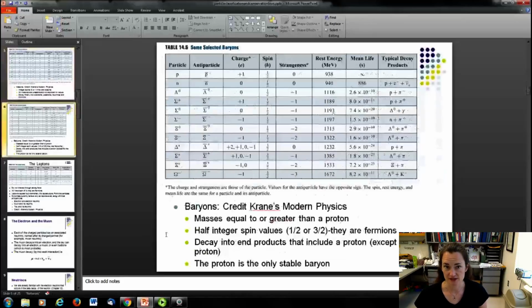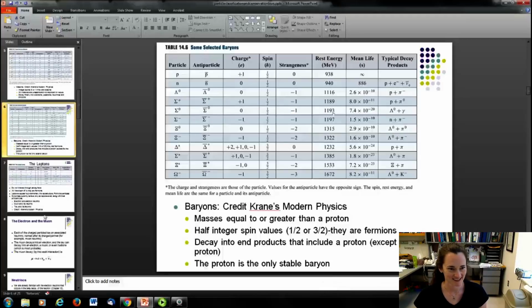Now here's the baryons, okay? This is, again, probably not an exhaustive list, but you can see some of the typical ones here. These have masses equal to or greater than a proton with half-integer spin values, either 1/2 or 3/2, as is indicated here in the fourth column. They're fermions. They decay into end products that include the proton, of course, except for the proton, and the proton is the only stable one. The decay products are listed here. You can notice that the typical decay products are listed. There's nothing listed for the proton. It's the only stable one. Some of the ones that we see here, of course, the proton, the neutron, the lambda, the sigma particles, the deltas, the omegas, and so on and so forth.